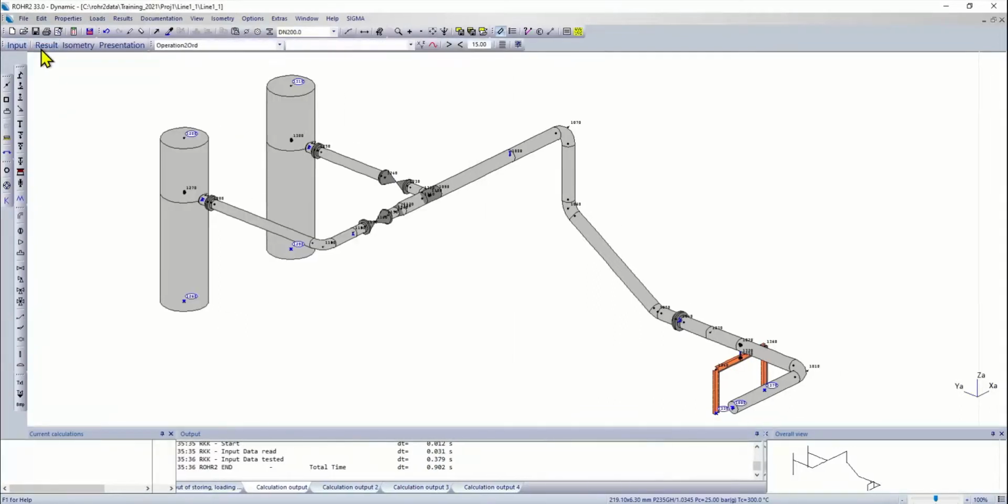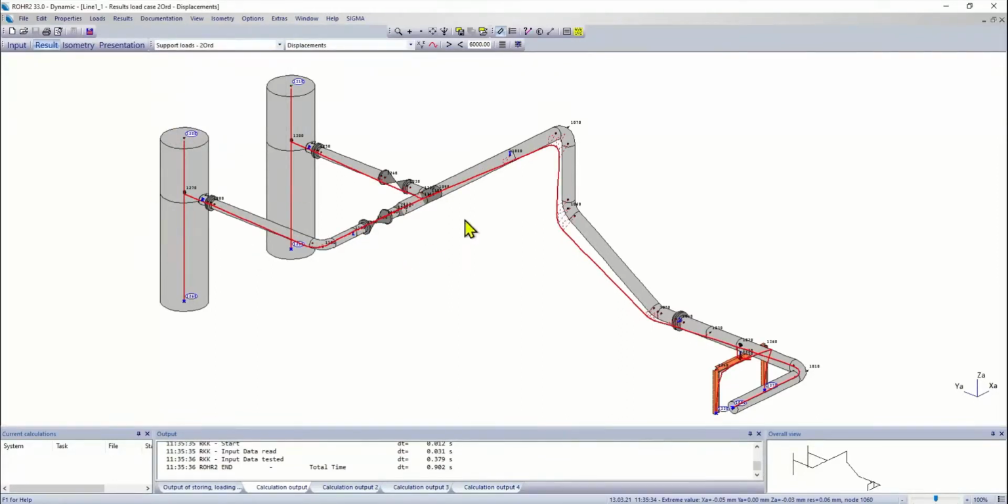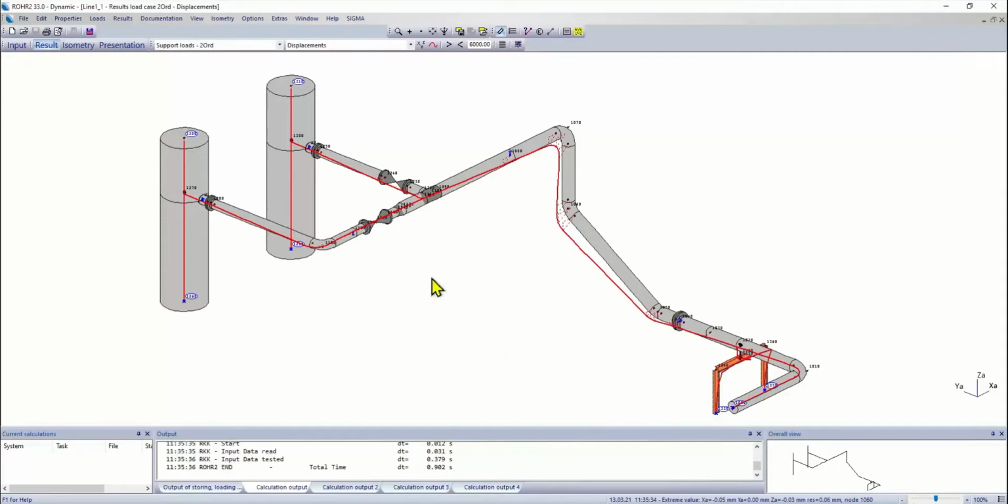And the difference would now show up here as superposition results. And if we look at the scaling here, I have to multiply it by 6,000 to see the difference. So actually the displacement is in the 10 micrometer range, so it's really negligible. So for an ordinary piping system, the second order theory is not required.